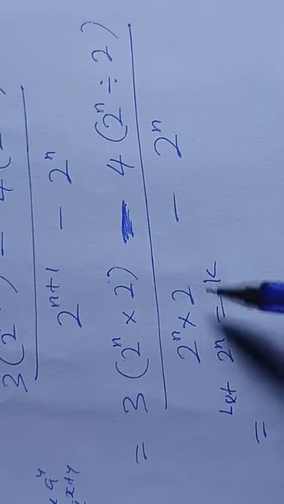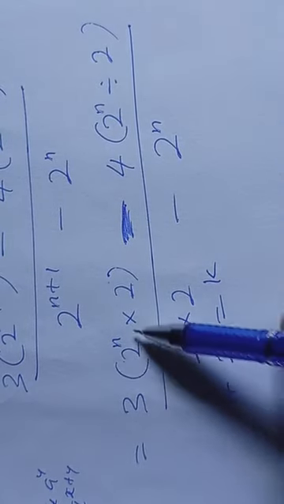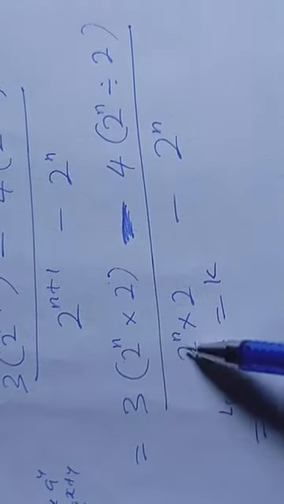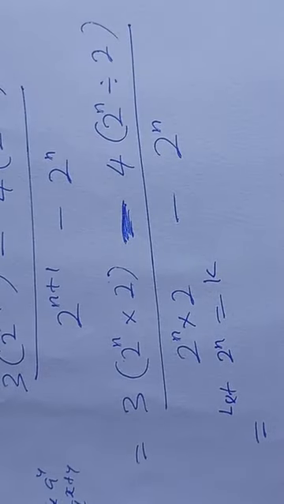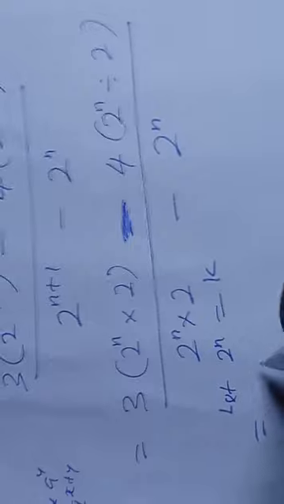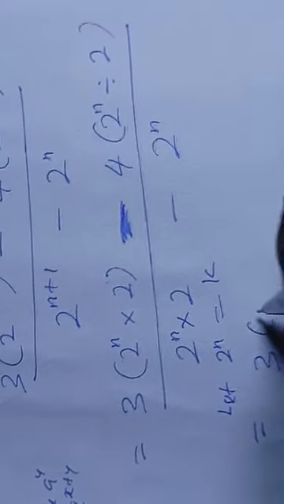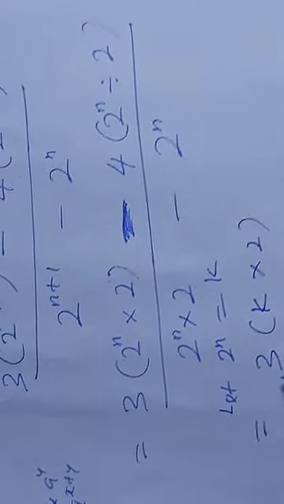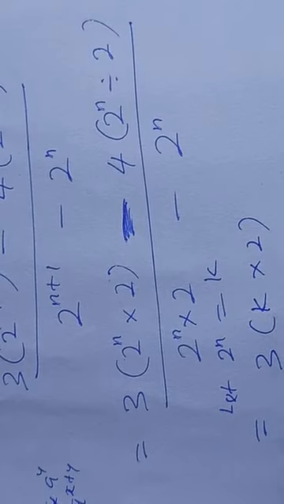So let 2 raised to the power n equal k. When we see 2 raised to the power n, we put k. So here will be k, here will be k, here will be k, here will be k. That's what it means. So here will now be 3 into bracket k times 2, where 2 raised to the power n is k.